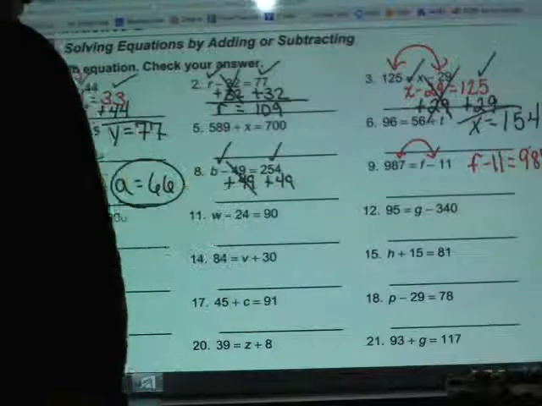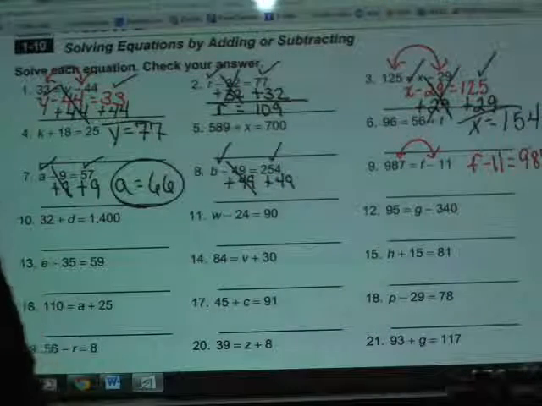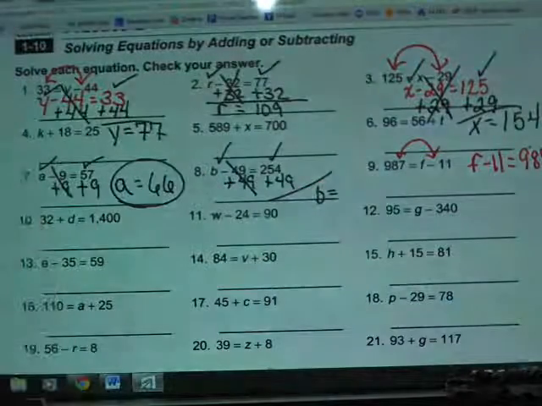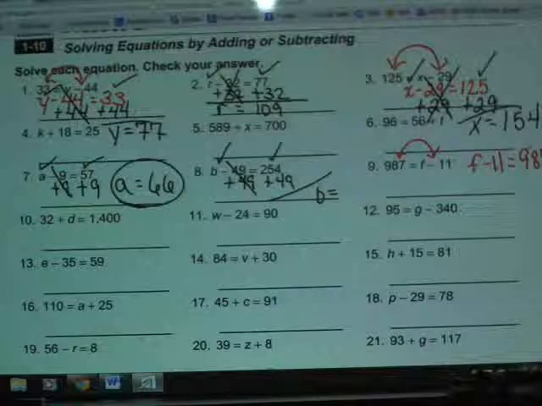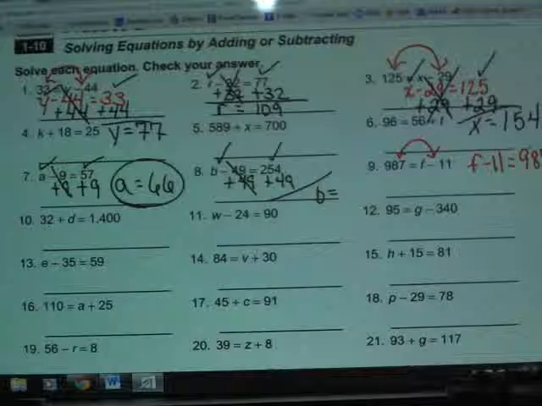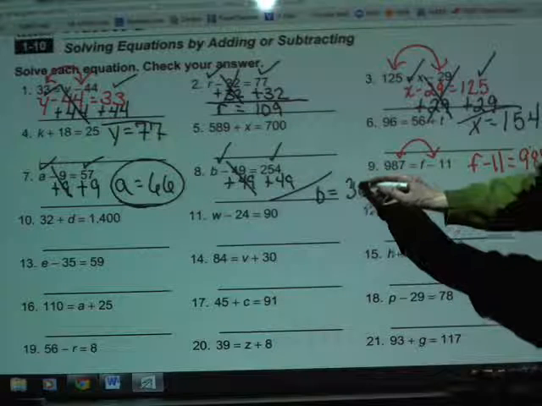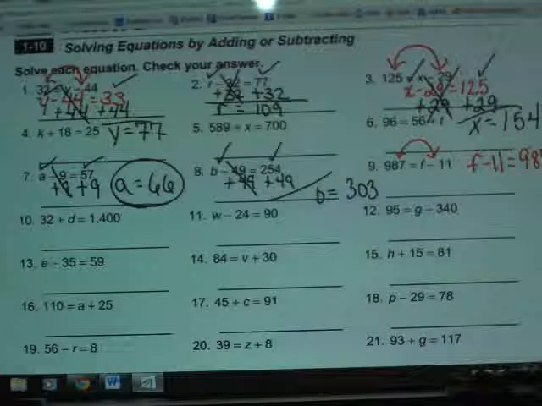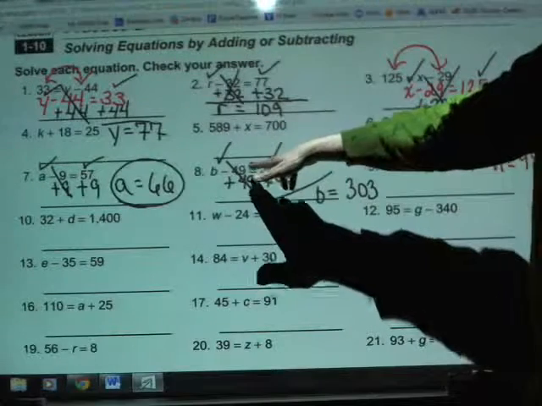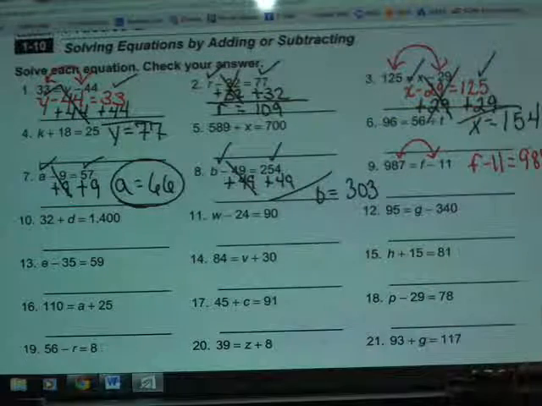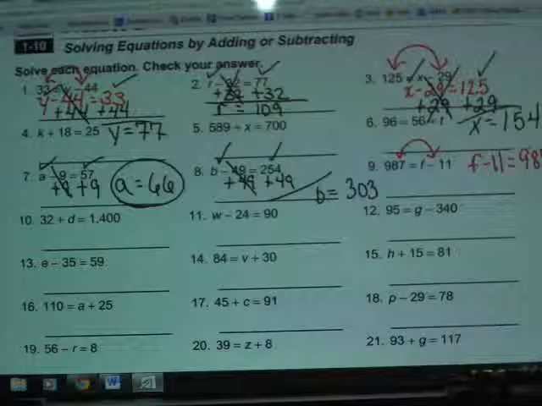On this left side, the minus 49 plus 49 cancels each other out. That just leaves me b, which is good because that's what I'm trying to find. 254 plus 49, that's going to change into 303. And that's going to be my solution. We can check it. We can do 303 minus 49 over here is 254. Since the other side says 254, the equations are balanced.